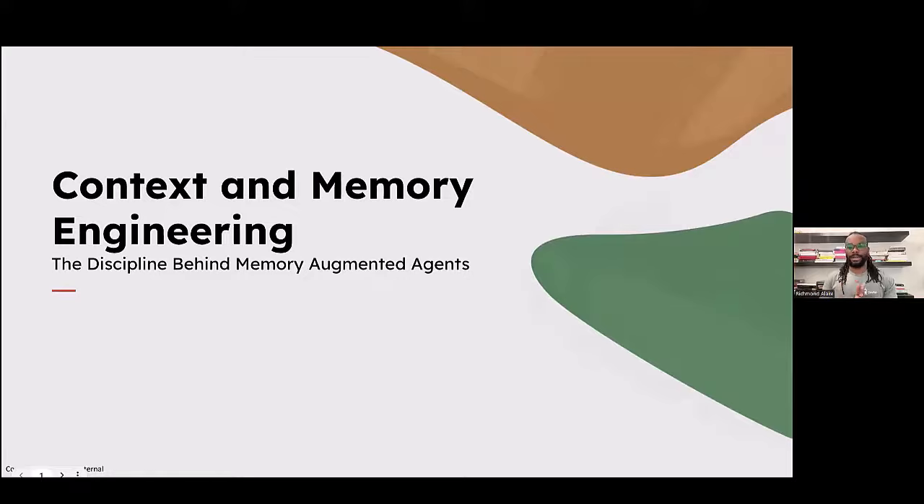I'll get straight to it, right? Today, we're going to be talking about context and memory engineering. Those are two buzzwords that everyone's hearing in this space. One thing I want to do today is make those buzzwords real, show you what we mean by context and memory engineering in practice, and get you building AI agents.